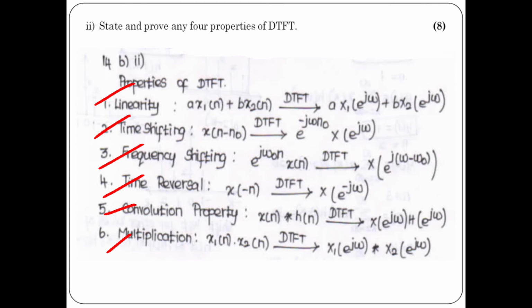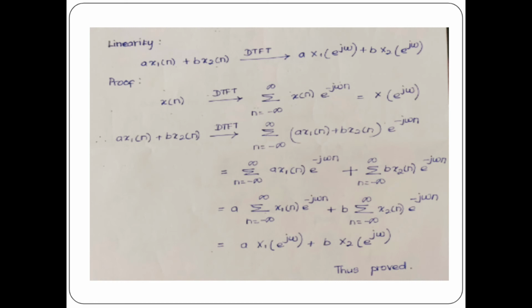So out of the 6 properties I have listed, I have explained 4 properties, that is linearity, time shifting, frequency shifting and time reversal properties. So first of all, linearity: a x1 of n plus b x2 of n, on taking the discrete time Fourier transform, will give you a X1 of e power j omega plus b X2 of e power j omega.